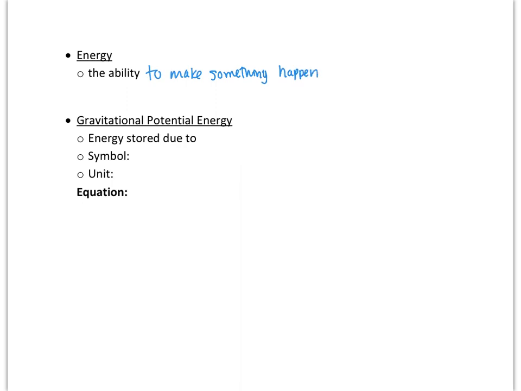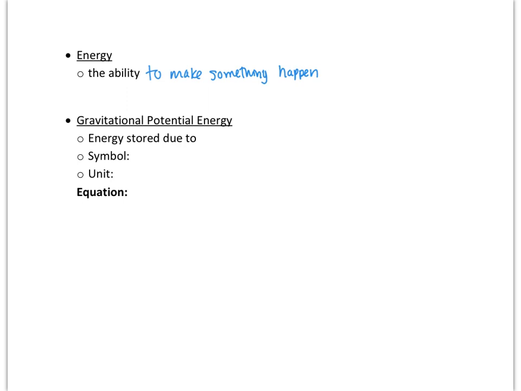So think about it this way: when you're really tired, you have no energy, you have no will to want to do anything or make something happen. Same kind of idea when it comes to physics. An object needs to have energy in order for something to be able to happen. So we're going to look at two types of energy.